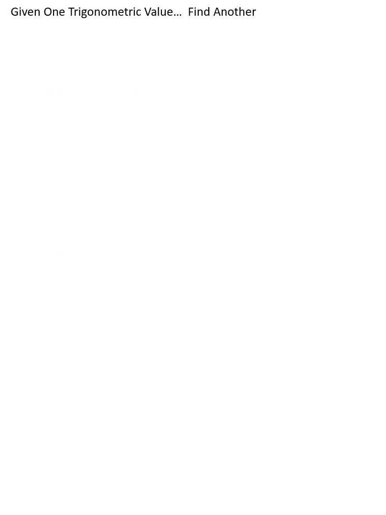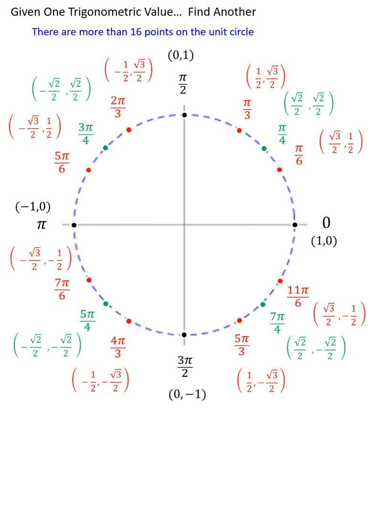Before we start the actual problems that are typical of this variety, I need to point out that there are more than 16 points on the unit circle. Of course, if you've watched the last 2 videos, we've spent a tremendous amount of time focusing on these 16 points, the multiples of pi over 6, you may see them in red, the multiples of pi over 4 in green, and the multiples of pi over 2 you may see in black.